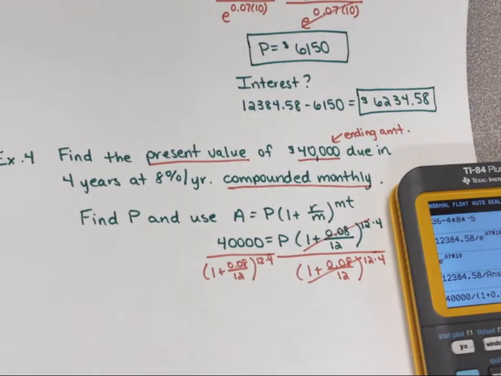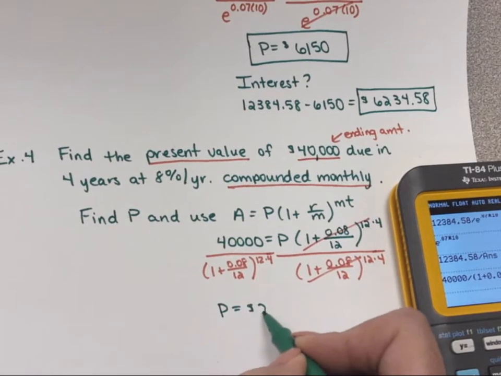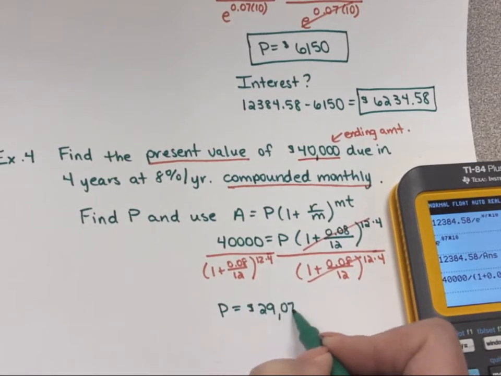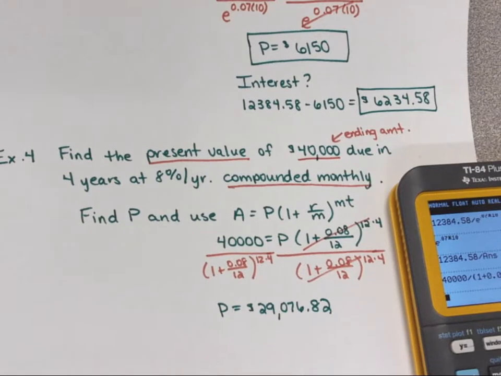So before I press enter, what kind of answer are we expecting compared to 40 grand? Lower, right? Because 40 grand is what we ended up with, so we're expecting something lower. If you don't get something lower, then you know something's up. When you push enter, you'll get the answer, which is $29,076.82. Make sure you round to the nearest penny. Don't just drop it off after 2 decimal places. But notice this one wouldn't round up. It would still just stay 82.